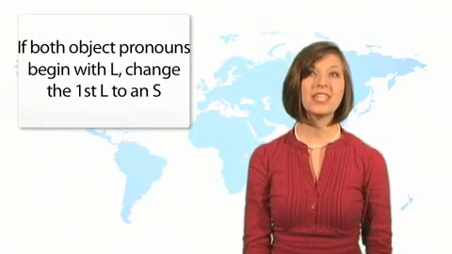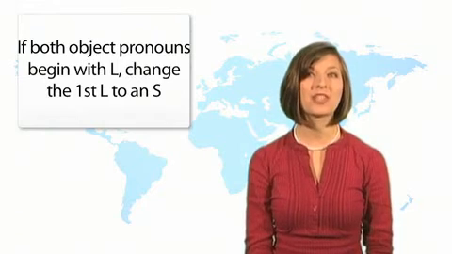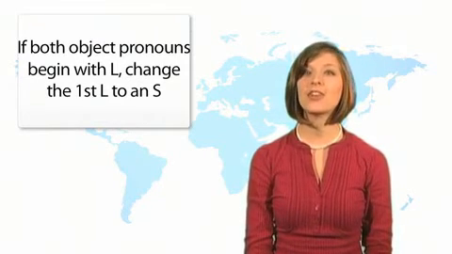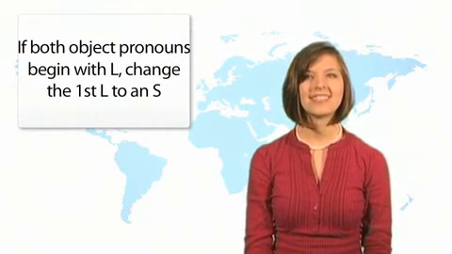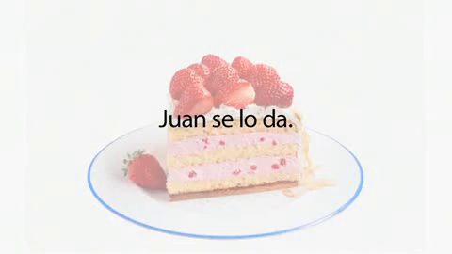So, Spanish speakers, being the smarties they are, came up with a great idea. If you have both an indirect and direct object pronoun next to each other, and they both start with the letter L, then you change that first L to an S. Juan se lo da a Jaime. And if you want to shorten it up even more, just take off a Jaime. Juan se lo da.